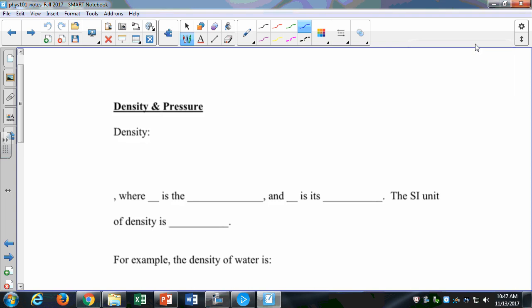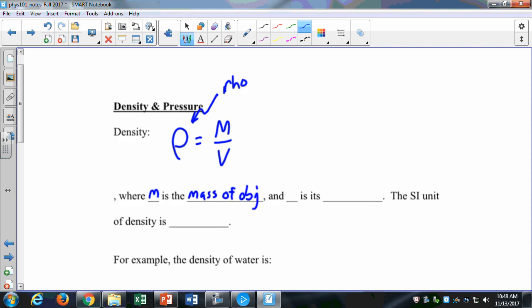But we might see some things that you haven't seen. So density is mass over volume. We call it rho, and it's equal to mass divided by volume. This is the Greek letter rho. It's just the variable that we use for density. Here, mass, or m, is the mass of the object. And of course, v is its volume. And the SI unit of density is then kilograms per the units for volume, which is cubic meters.